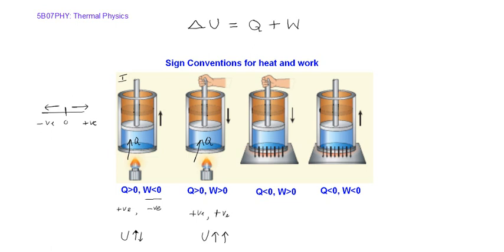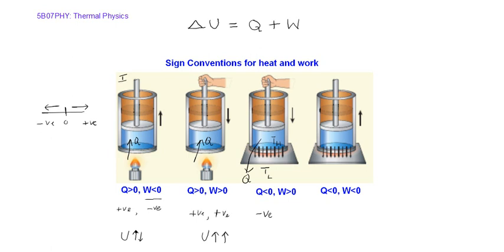Now the third one is quite clear. I am not using any source of heat here. Instead, you can see I have kept a platform below the cylinder, which is at a lower temperature. Say this is T low, and let the system have a temperature TH. So due to temperature difference, heat will flow out of the system. Certainly, when heat is flowing out of the system, the internal energy of the system is going to decrease for sure. So I will take Q as negative.